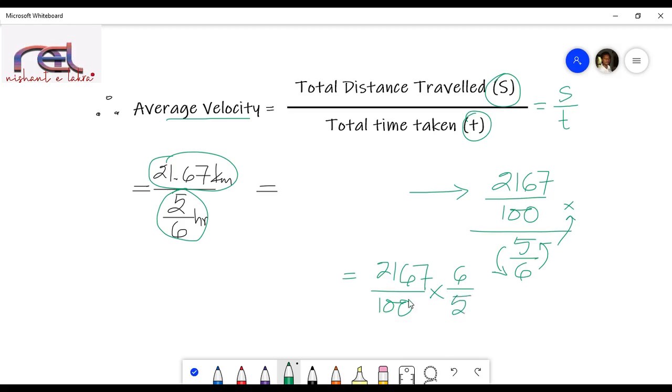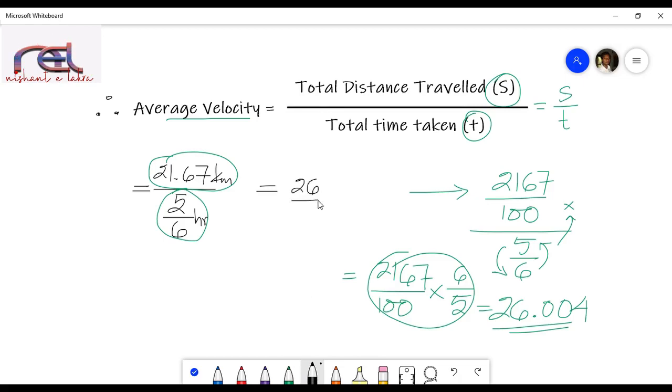And when you further simplify it, when you calculate it, you will get the answer as 26.004 kilometer per hour. So that is the average velocity. 26 kilometer per hour is the average velocity.